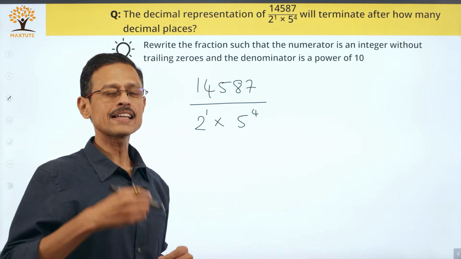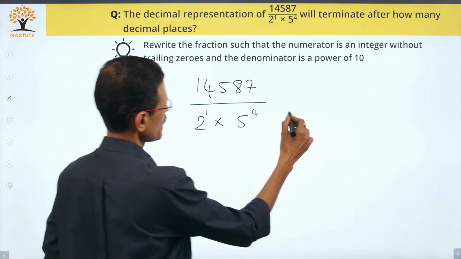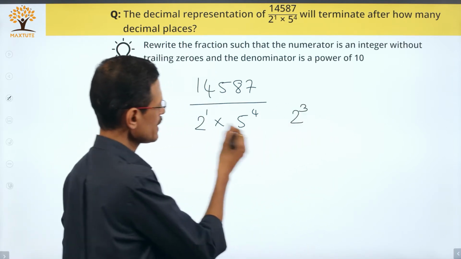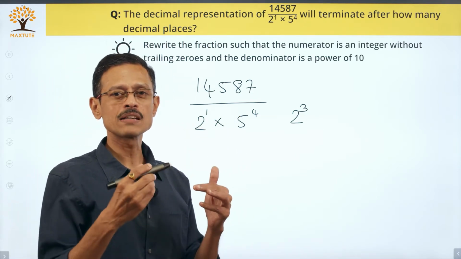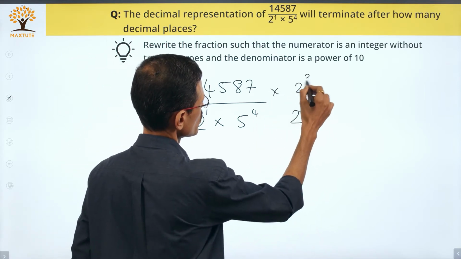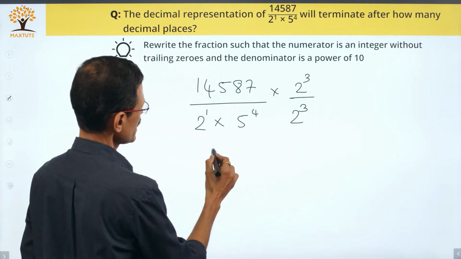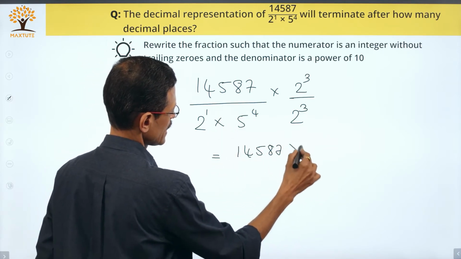So to make it a power of 10, if I multiply the denominator with a 2 cube, what we'll end up getting is 2 raised to the power of 4 times 5 raised to the power of 4, which is nothing but 10 raised to the power of 4. This time you multiply the numerator also with a 2 cube. So this will end up giving us 14587 times 8.